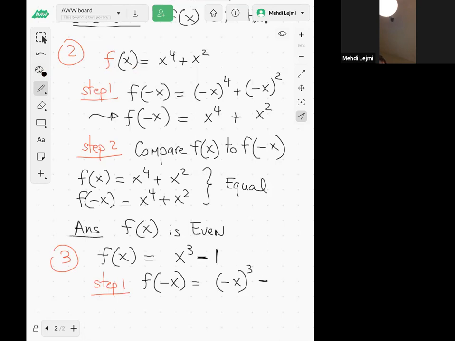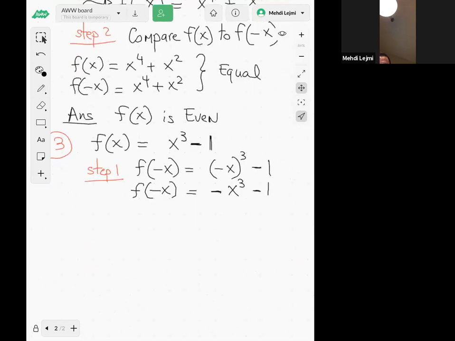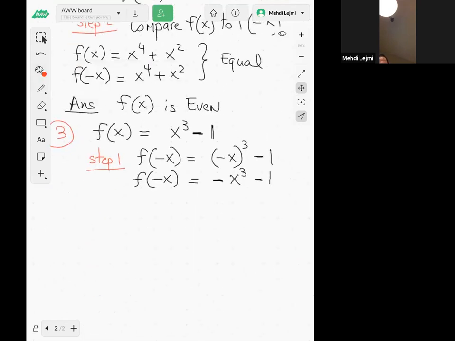So then f of minus x is, this is an odd power, minus x cubed. I mean, the cube is odd, right? So we're gonna keep the minus, because of the odd power. So it's minus x cubed minus 1. So that's my f of minus x, and then we just compare in the second step.